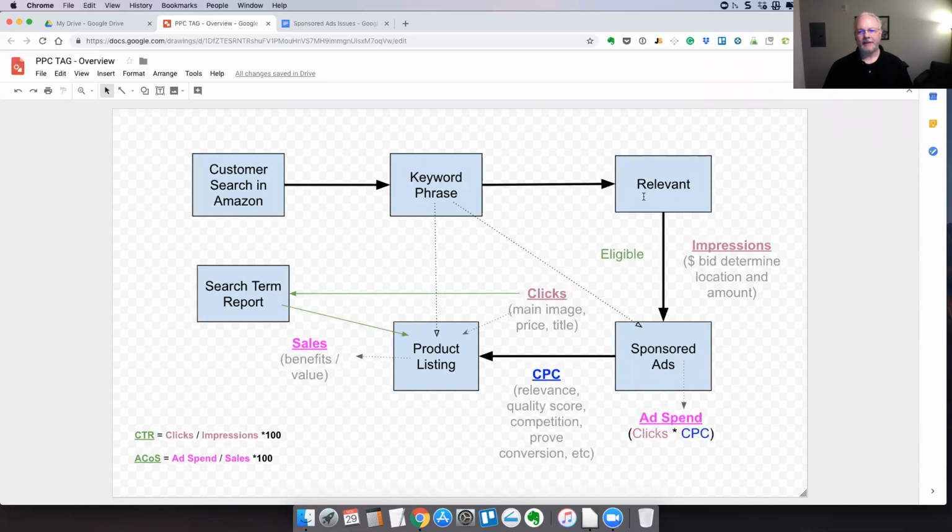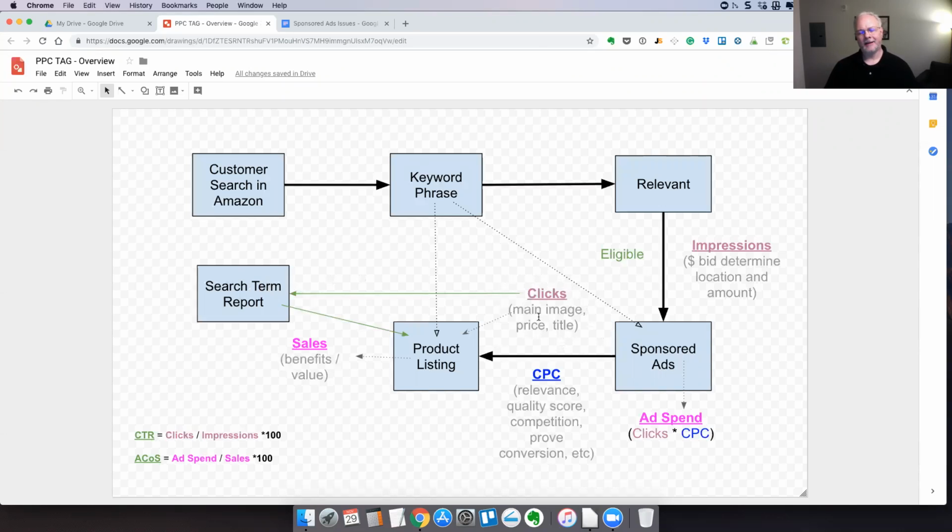Every time your ad shows, that'll be an impression. So every time there's a search you're eligible for, it'll show and you may get a click, or it'll show up as an impression for the search term report. However, it will not show up in the search term report until somebody clicks on it. So the clicks are really what we're trying to get here. The main things to focus on are the main image, price, and title to entice them to click on the ad. Once they click on the ad, it'll show up in the search term report.